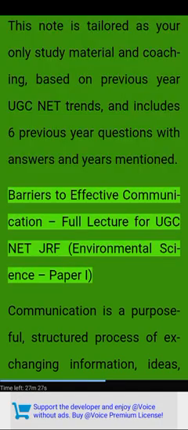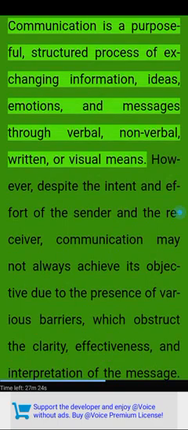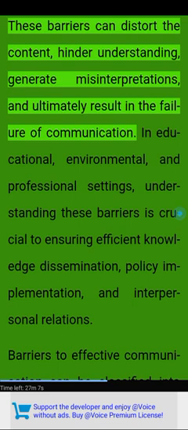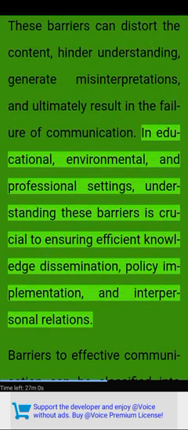Barriers to Effective Communication, full lecture for UGC NET JRF Environmental Science, Paper I. Communication is a purposeful, structured process of exchanging information, ideas, emotions, and messages through verbal, nonverbal, written, or visual means. However, despite the intent and effort of the sender and the receiver, communication may not always achieve its objective due to the presence of various barriers, which obstruct the clarity, effectiveness, and interpretation of the message. These barriers can distort the content, hinder understanding, generate misinterpretations, and ultimately result in the failure of communication.